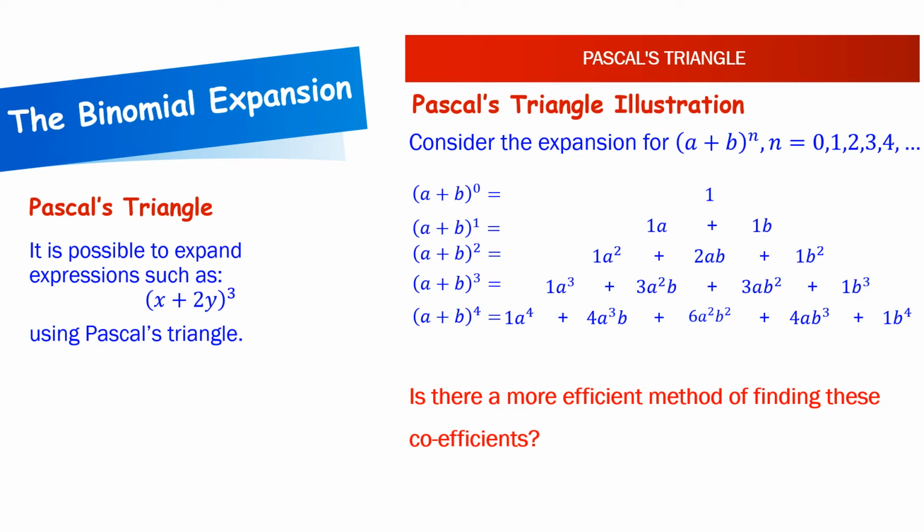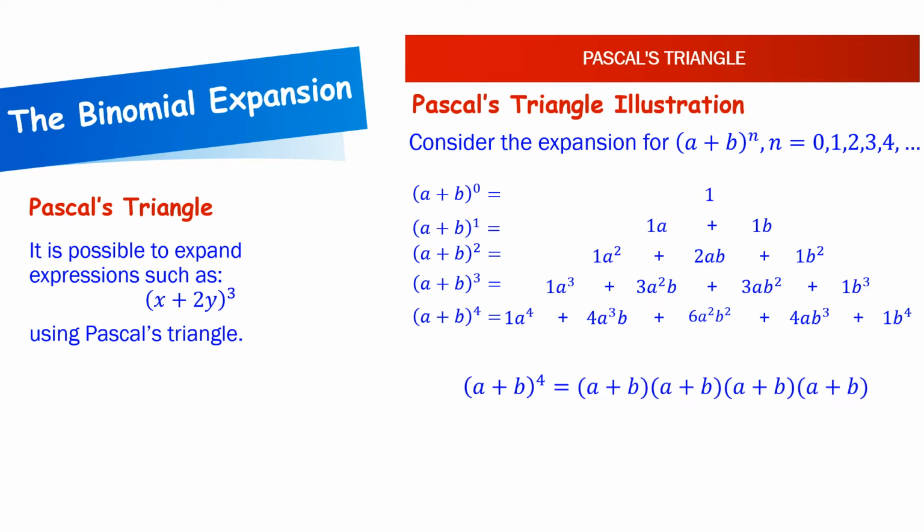This does beg the question, is there a more efficient method of finding these coefficients? Because at the moment, each row seems to depend on the previous one. Let's see if we can find a way of finding these coefficients directly without relying on the previous rows of Pascal's triangle. We're going to try expanding a plus b to the power 4 and see if we can spot any patterns.